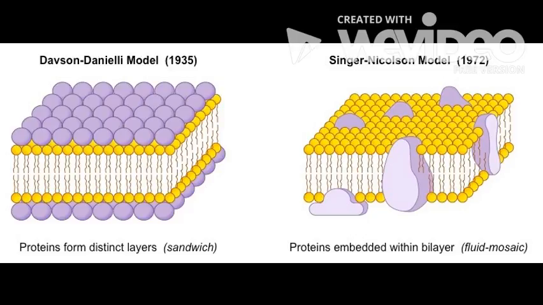In light of these limitations, a new model was proposed by Seymour Singer and Garth Nicolson in 1972. According to the model, proteins were embedded within a lipid bilayer rather than existing as separate layers. This model, aka the fluid mosaic model, is preferred by scientists today.